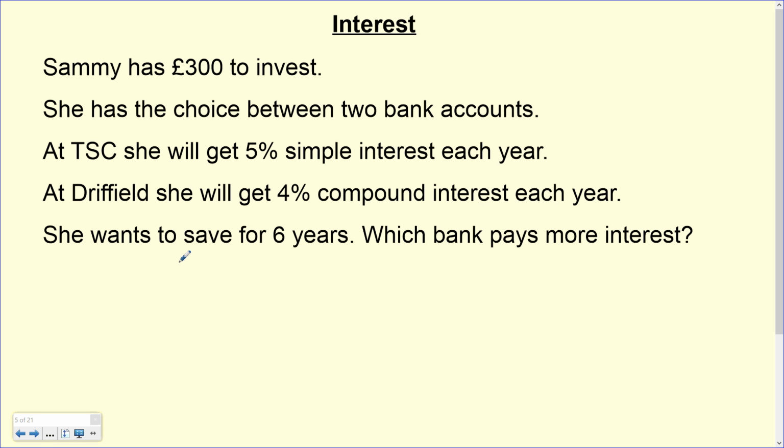So, focusing on today, we've got our first question here. Sammy has £300 to invest. She has the choice between 2 bank accounts. At TSC, she gets 5% simple interest each year. At Driffield, she will get 4% compound interest each year. If she wants to save for 6 years, which bank pays more interest? I suggest you pause this and have a go at this for yourself before I go through the answer.